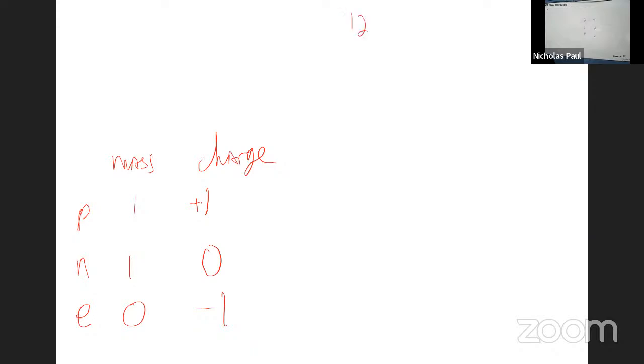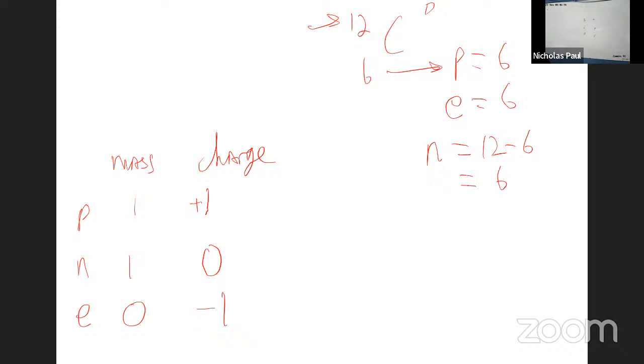Let's say I gave you a particle, carbon-12, 12C6. Figure out the number of protons. The number of protons is always the atomic number. The number of electrons is always the same when the charge is zero. And how do you work out neutrons? You take the mass number, or nucleon number, and minus the atomic number. So the mass minus the atomic number will give you the number of neutrons. Everybody okay with that?